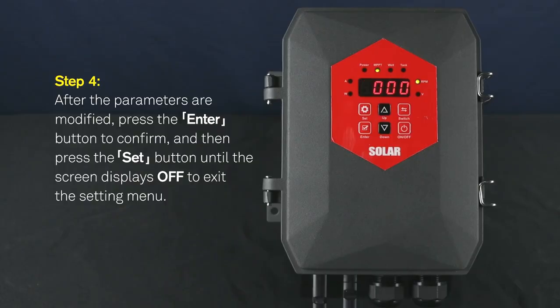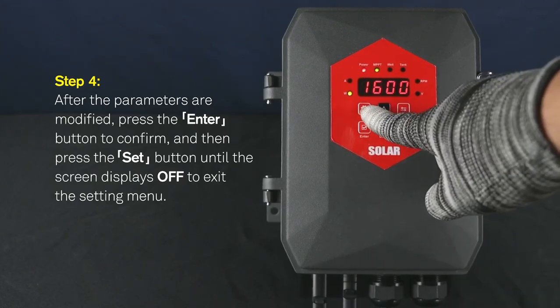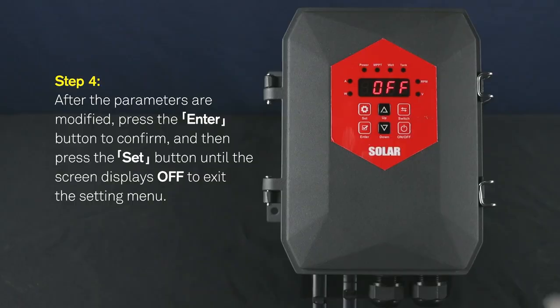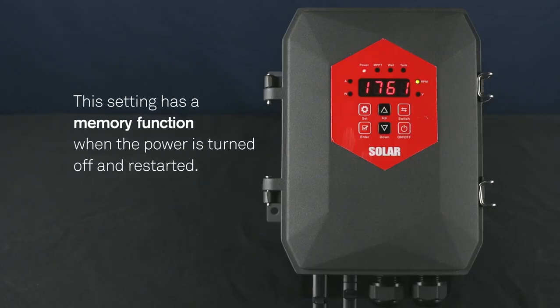Step 4. After the parameters are modified, press the Enter button to confirm, and then press the Set button until the screen displays off to exit the setting menu. This setting has a memory function when the power is turned off and restarted.